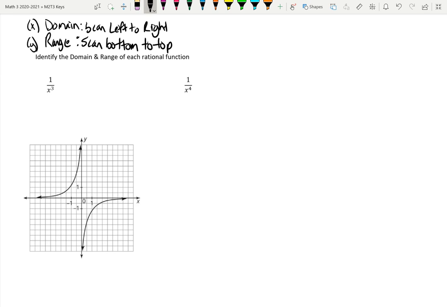Now, what do you do when you don't have a graph to look at? You're going to have to identify the behavior. So sometimes it helps plugging in a couple of values. In this first one, if I let x equals 1, the output will end up being 1 over 1. So the idea is that, hey, it'll be 1 comma 1. If I let x equals -1, it's going to be 1 over -1 cubed, which will be -1.